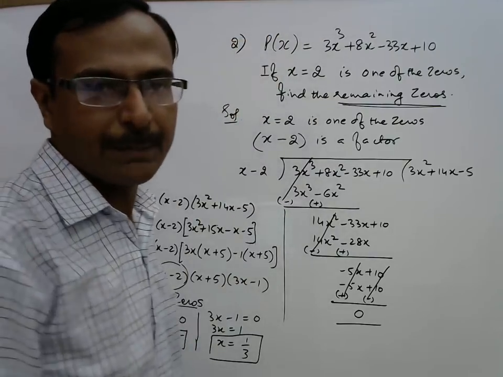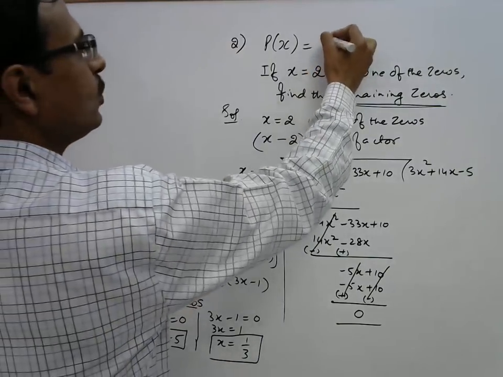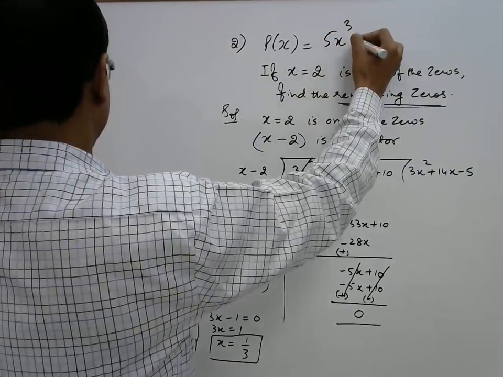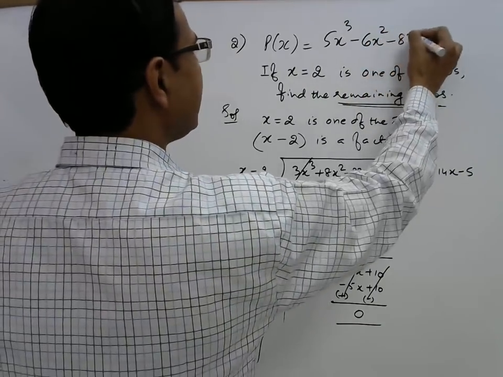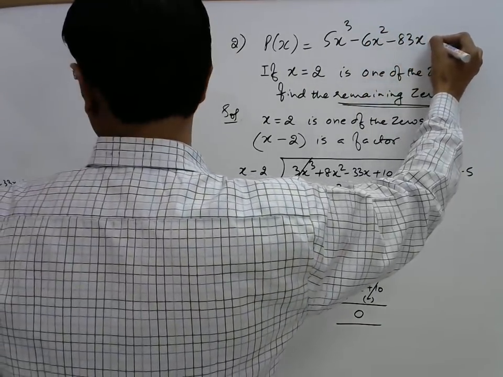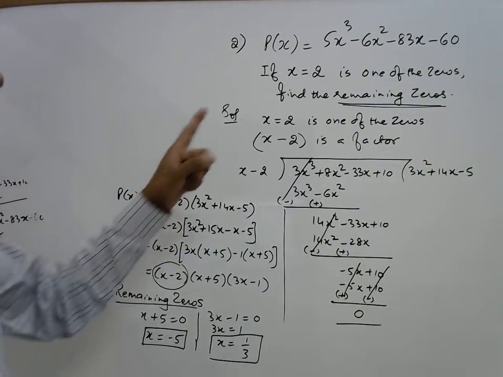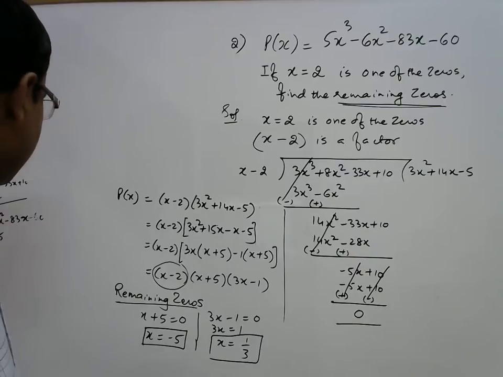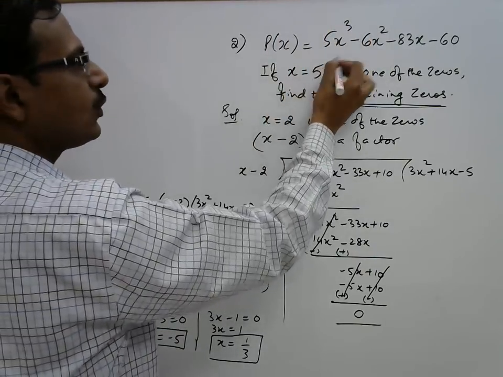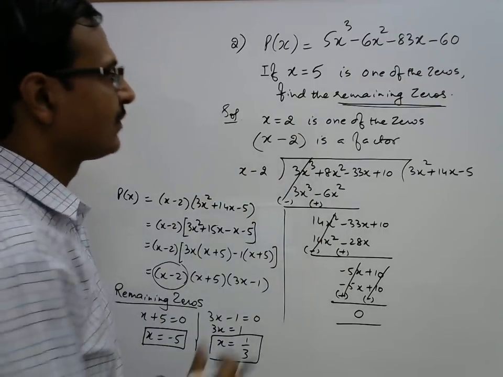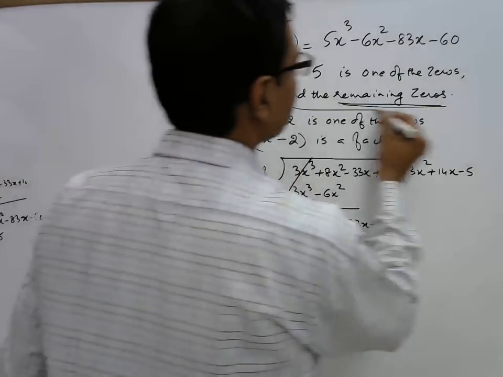Now the polynomial p(x) is 5x cube minus 6x square minus 83x minus 60. Polynomial given is 5x cube minus 6x square minus 83x minus 60, and you are given that x equal to 5 is one of the zeros, and you have to find the remaining zeros. Now see, this is the question.